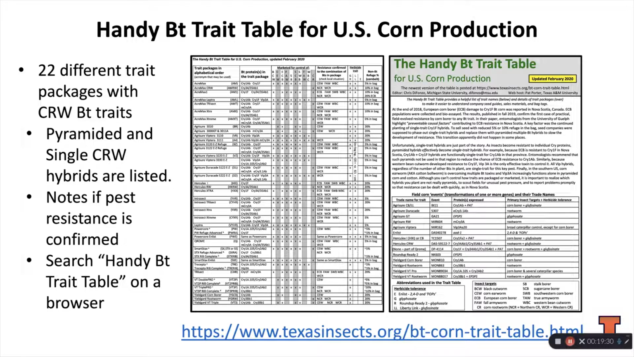This trait table lists all the traits and describes multiple packages that combine single or multiple traits for protection of corn from rootworms. They provide the names of traits that have multiple BT traits, the pyramided hybrids, as well as single corn rootworm hybrids. There are also notes provided on whether there's known resistance to the traits, and you can find this easily by searching for it online.